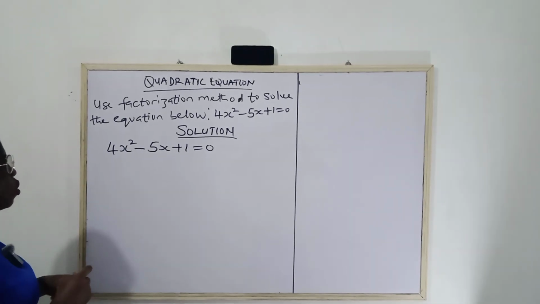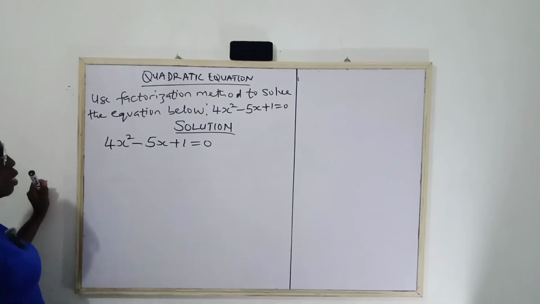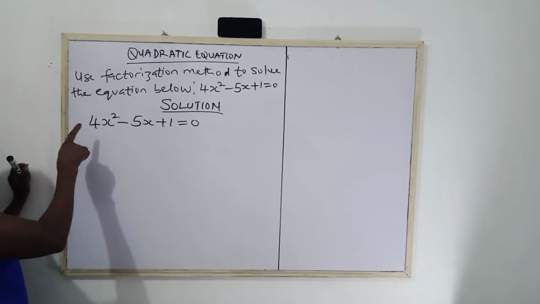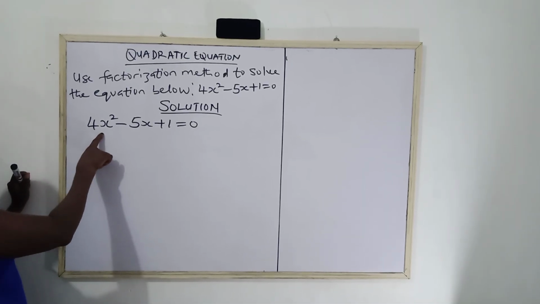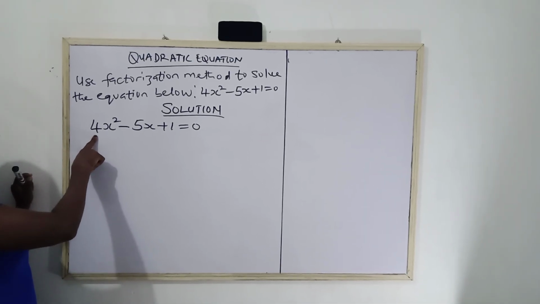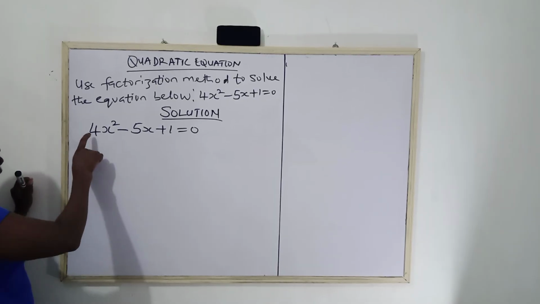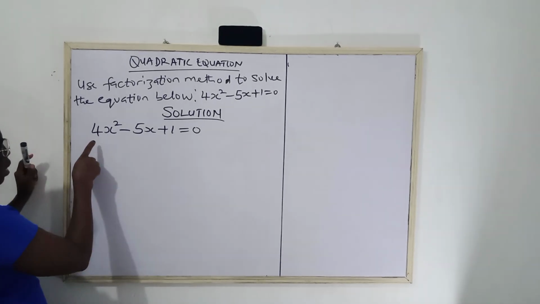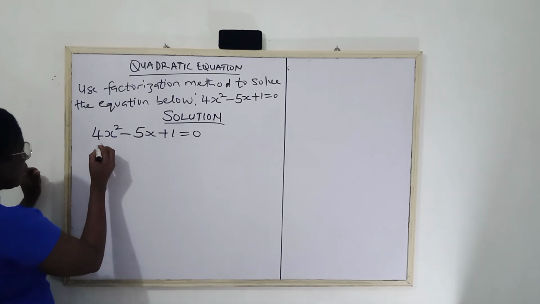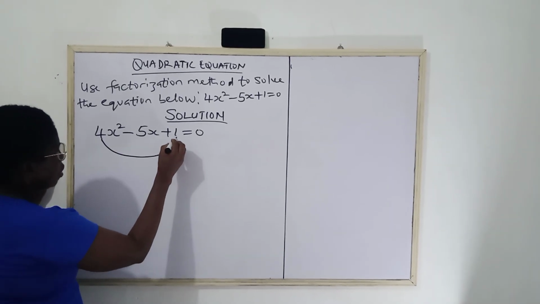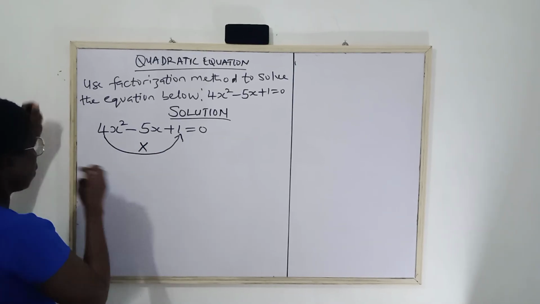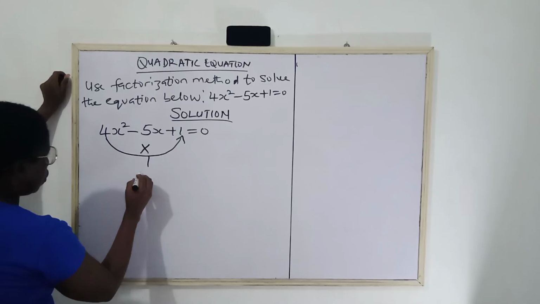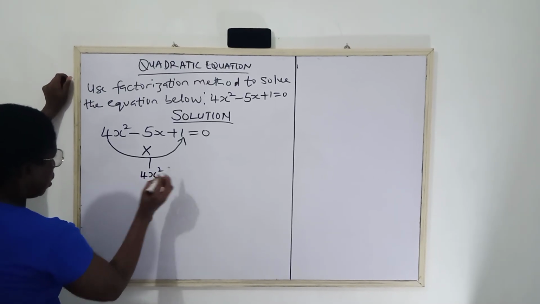Before we can solve this equation, anytime you are given a quadratic equation, you first look at the coefficient of x squared. Anytime the coefficient of x squared is more than 1, you have to multiply the first term with the last term. So step 1 is to multiply the first term with the last term. This is the first term, this is the last term. We multiply them together, which gives 4x squared times 1, which is 4x squared. That's step 1.